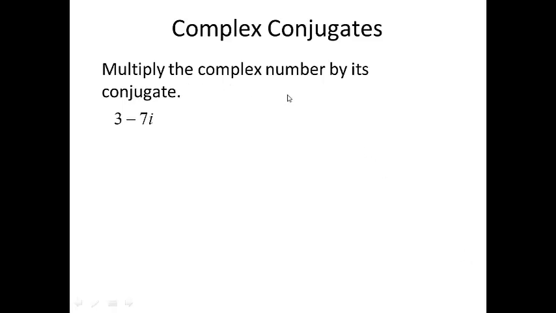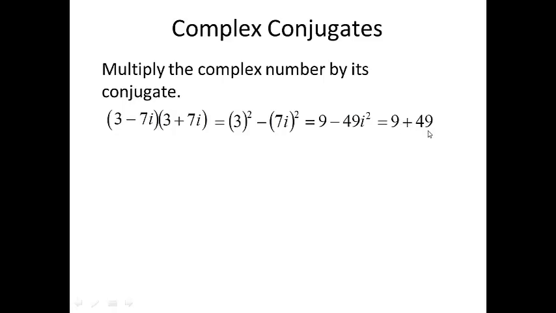Multiplying by conjugate. So if it's 3 minus 7i, the conjugate would be 3 plus 7i. Okay, when we FOIL this out, we're going to get 3 squared minus 7i squared. That's just a difference of squares. So this is 9 minus 49i squared, and we know that i squared is a negative 1, so this is going to be plus 49, and the final answer is 58.